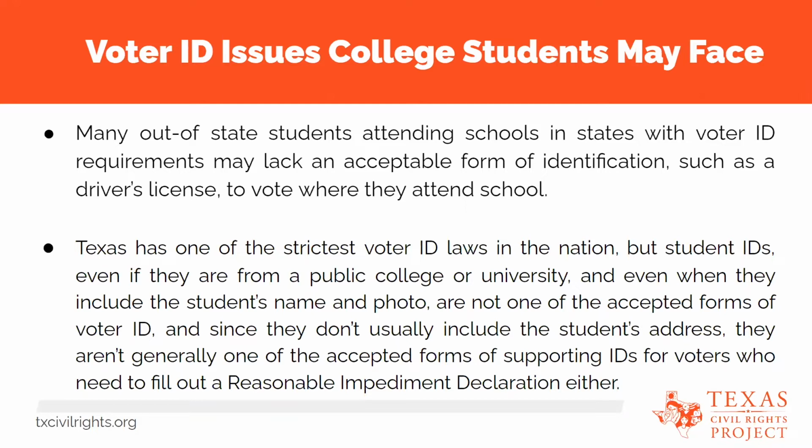Now, it's important to note that in Texas, the address on the ID a voter presents to vote and the address where they registered to vote do not have to match. And photo IDs and supporting IDs for reasonable impediment declarations are required in order to verify the identity of the voter, not their address.